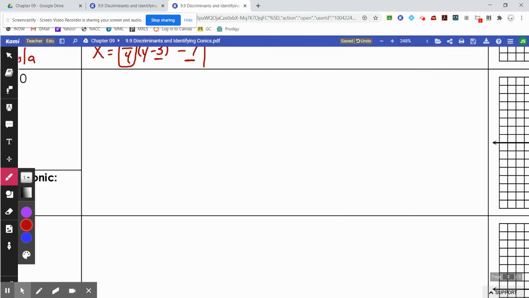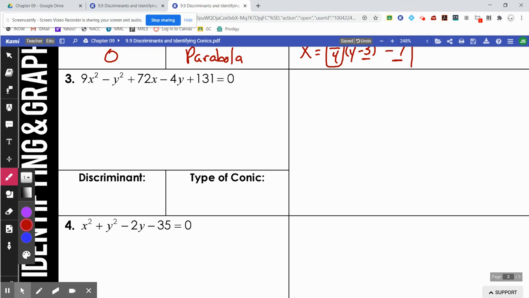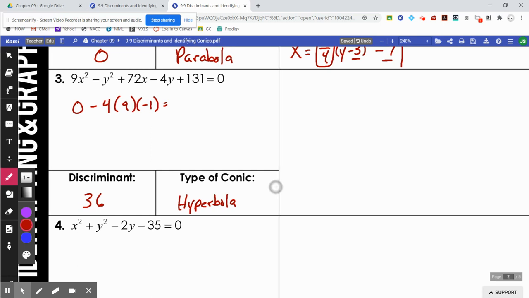The next one. Number 3, b squared is 0 minus 4 times a is 9 and c is negative 1. That's going to give you a value of 36. So this must be a hyperbola. So we're going to do this the same way we did the ellipse.